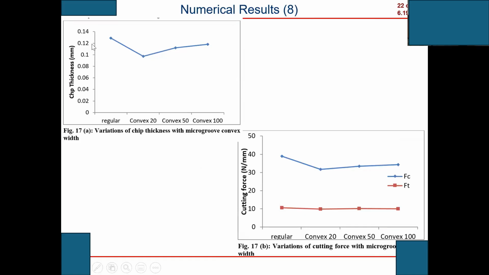We found that when the convex width is 20, the chip thickness is the lowest. And here are the cutting force, FC, and the thrust force, FT, and they also have this kind of trend. The regular tool is very high for FC, but for these three cases the cutting force is reduced. For the thrust force, it's very interesting: these four are comparable with one another.